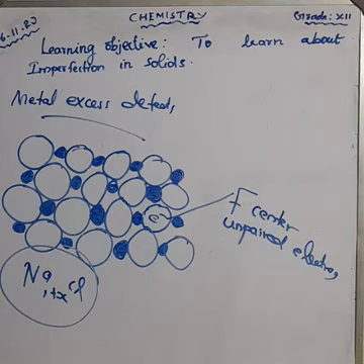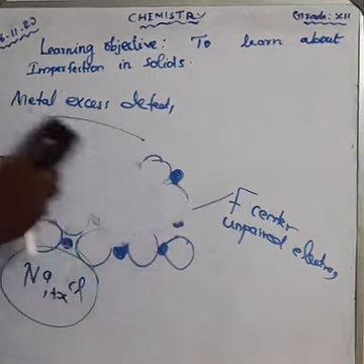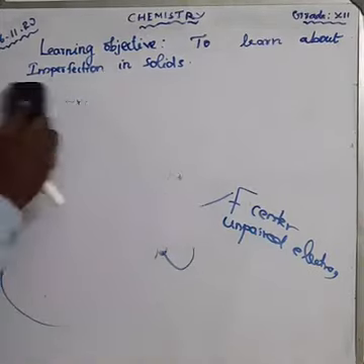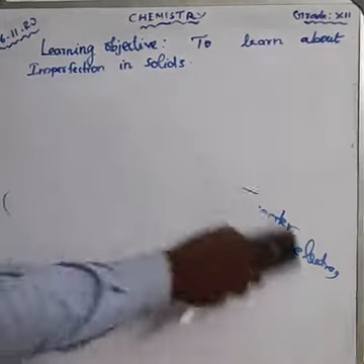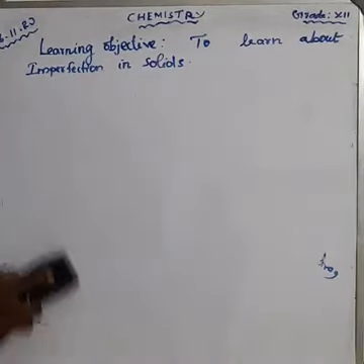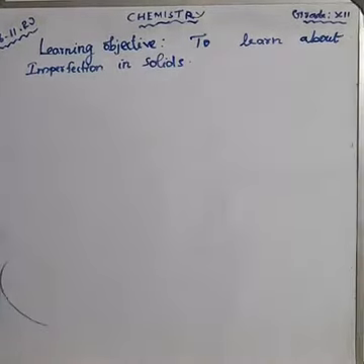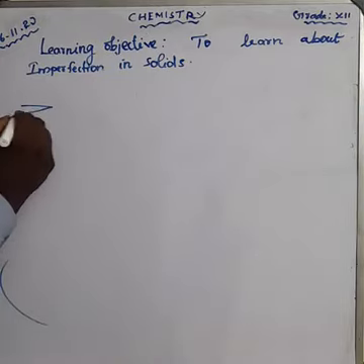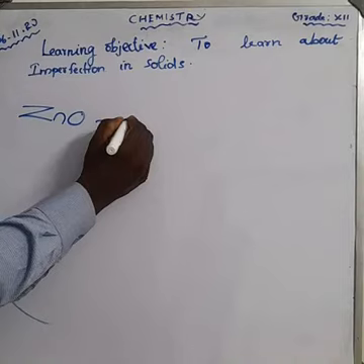Next, one more example: zinc oxide. What is the color of zinc oxide? Zinc oxide, ZnO, is colorless at room temperature. When it is heated, it becomes yellow in color.